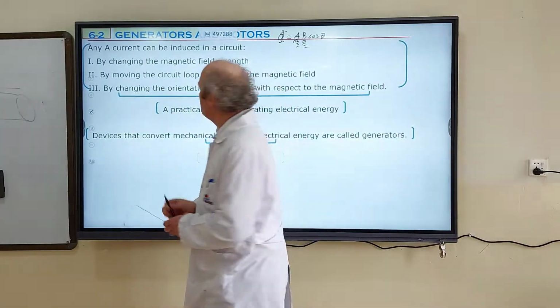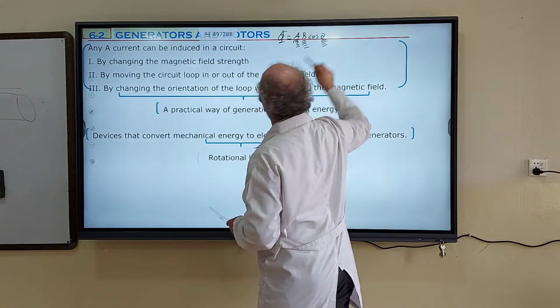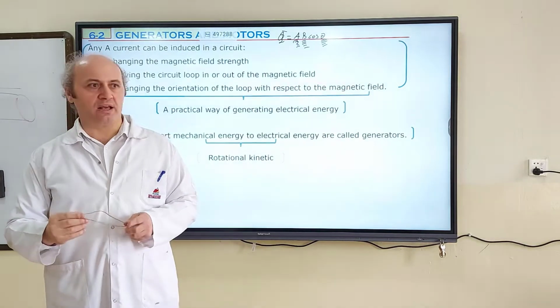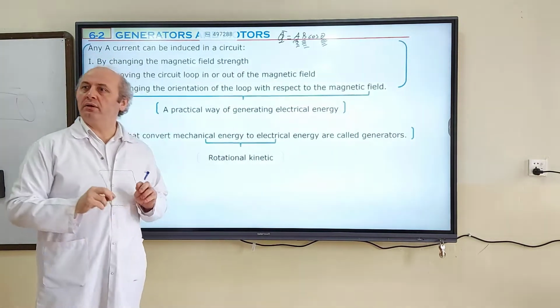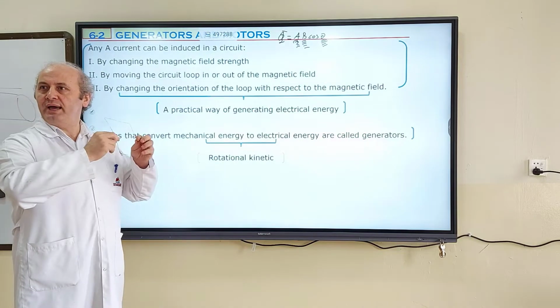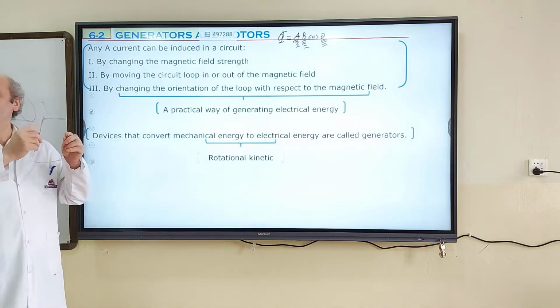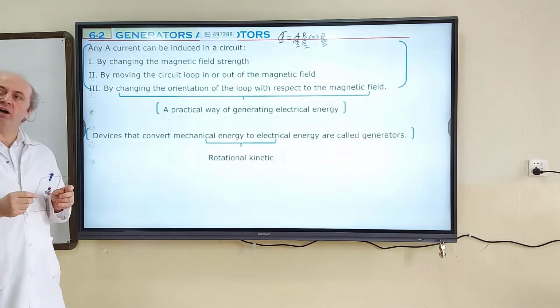Third method, change the angle, the orientation of the loop with respect to the magnetic field. How can we change the angle? By rotating the loop inside a magnetic field. Third method. The third method is more practical than the other methods.